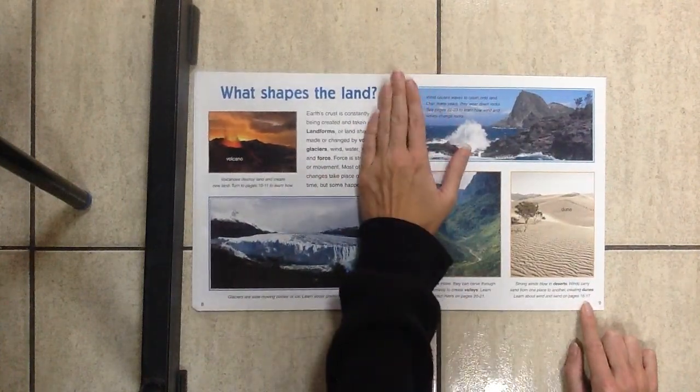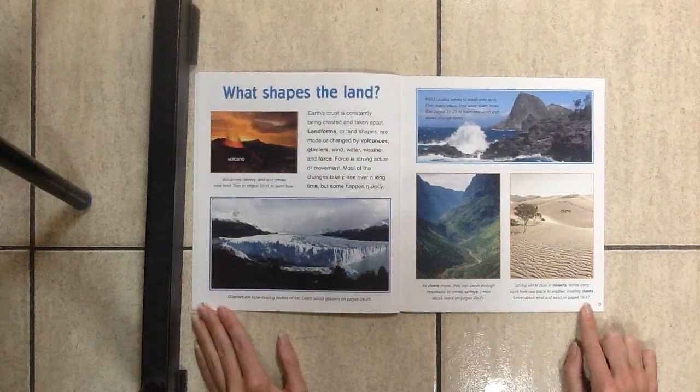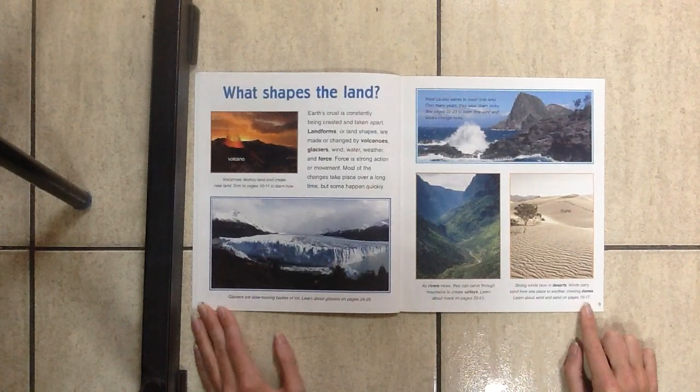What shapes the land? Earth's crust is constantly being created and taken apart. Landforms, or land shapes, are made or changed by volcanoes, glaciers, wind, water, weather, and force. Force is a strong action or movement. Most of the changes take place over a long time, but some happen quickly.